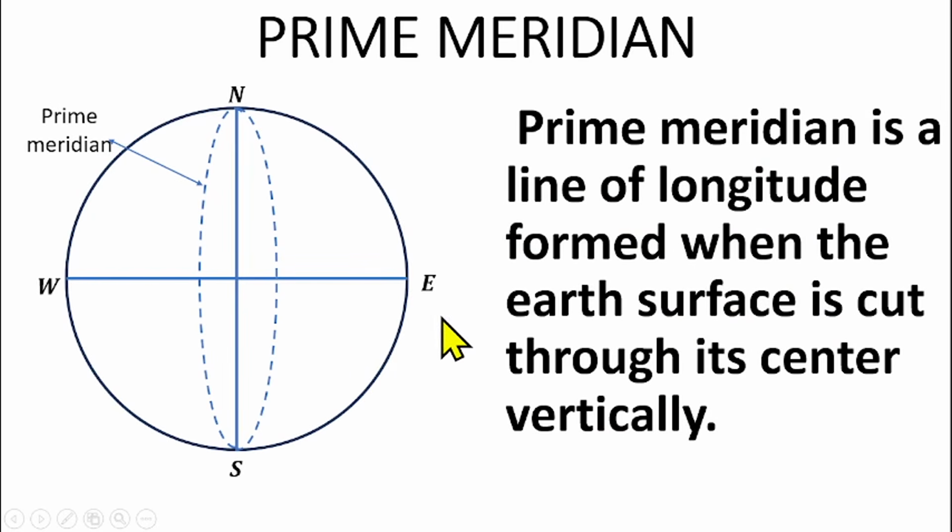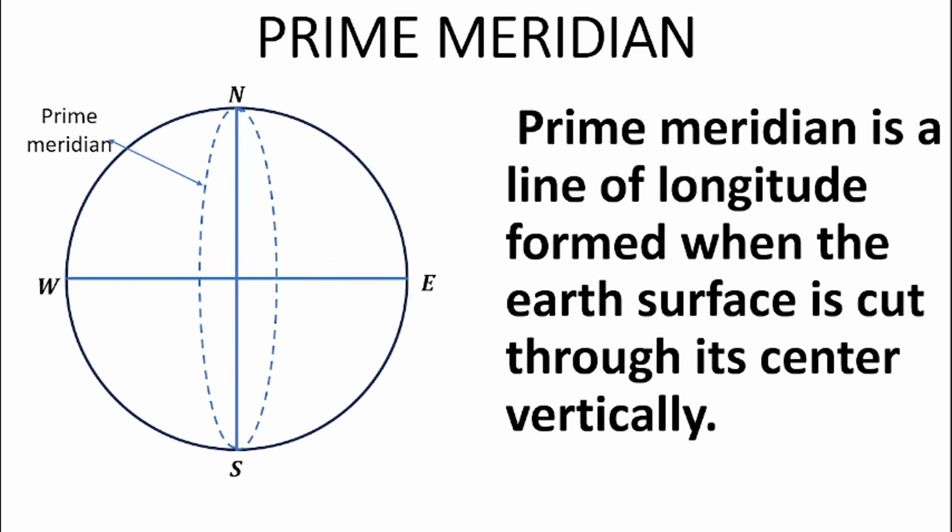So by now we should be able to identify a line of latitude and a line of longitude. Then we should be able to identify an equator as one of the lines of latitude, and a prime meridian as one of the lines of longitude, and we should be able to differentiate between equator and prime meridian.